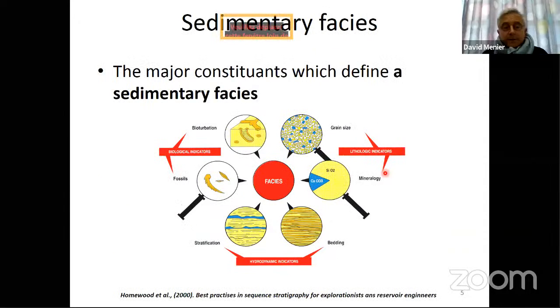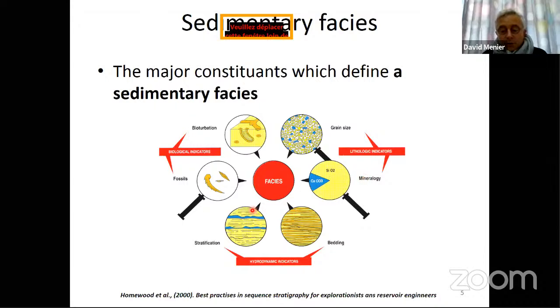Sedimentary facies, mostly it's very common, and we need to focus first on the lithological indicators, so grain size, and to identify what could be the main particles, what is the more abundant particle. Is it quartz, is it fragment of shell, is it siliciclastic deposit, is it carbonate deposit, and we have to identify that.